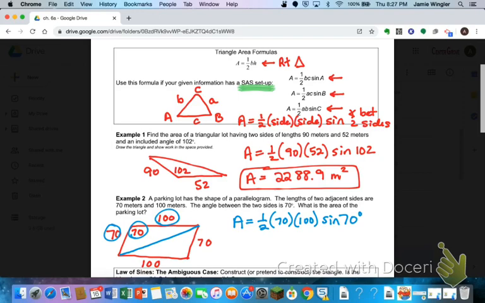And since a parallelogram has not only one triangle, but two triangles, we have to take this formula and double it. By doubling this formula, it's going to cancel out the 1/2. So when you take 70 times 100 times the sine of 70 degrees, make sure you're in degree mode, you get 6,577.8 meters squared.